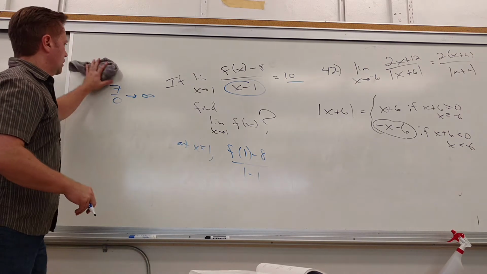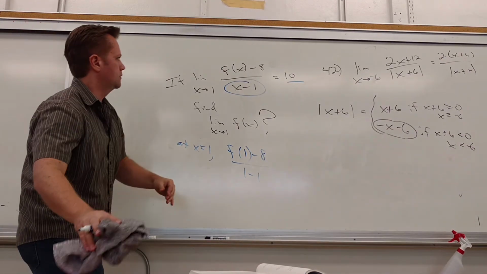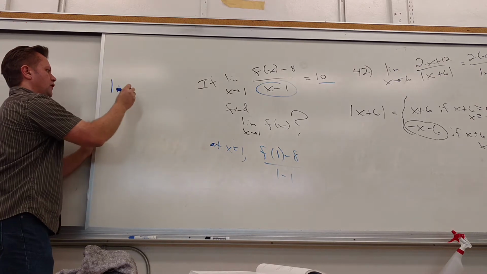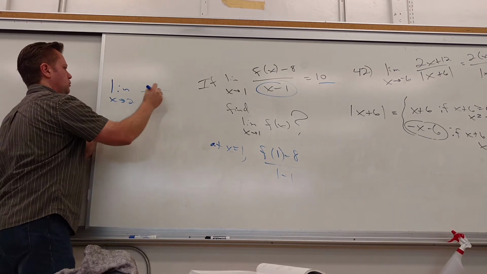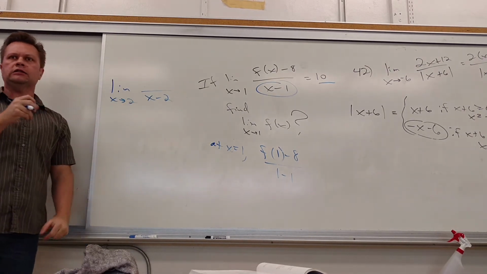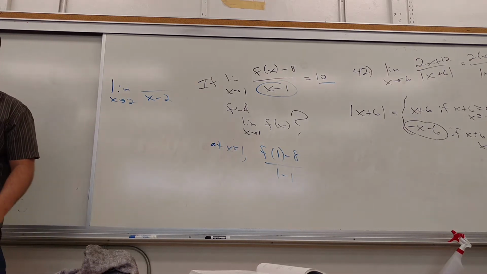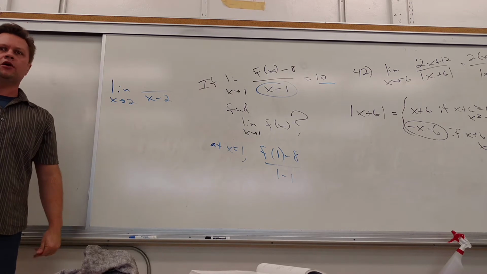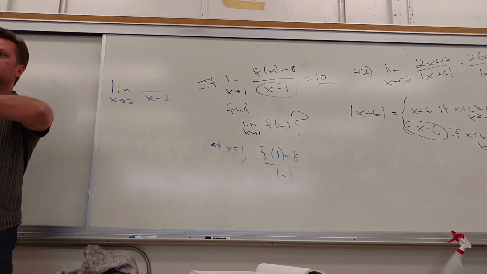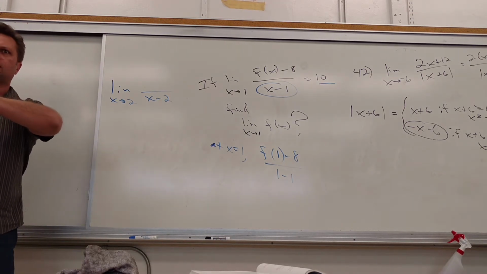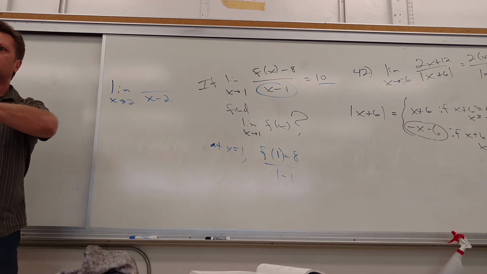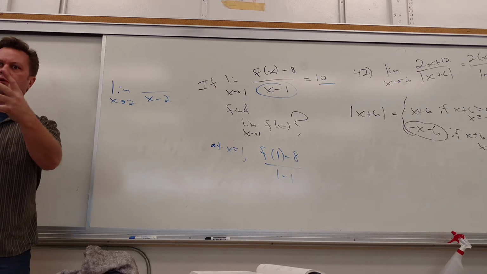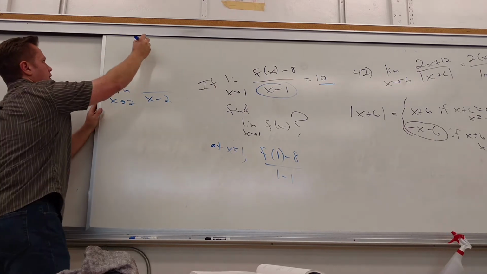I really want you to get this. If the limit is as x goes to 2 and I have an x minus 2 in the bottom, the answer will always be infinity. Always. Unless the top is also 0. Then you've got these competing extremes. Do you see that? We get that with limits. We get these competing extremes, and then we have to really stop and say, what is going to happen?